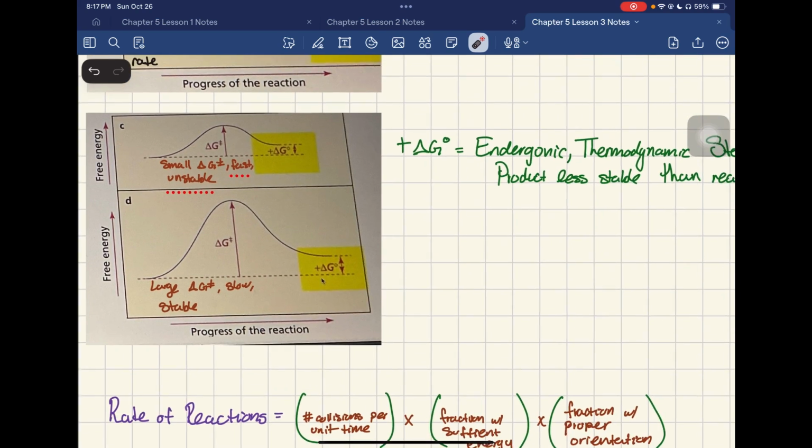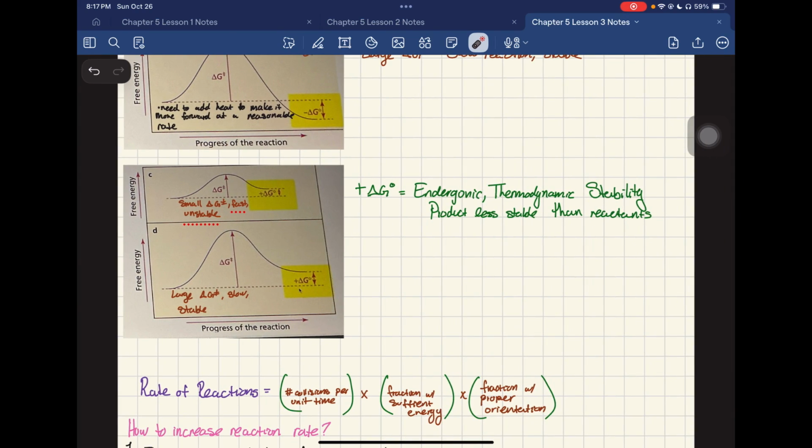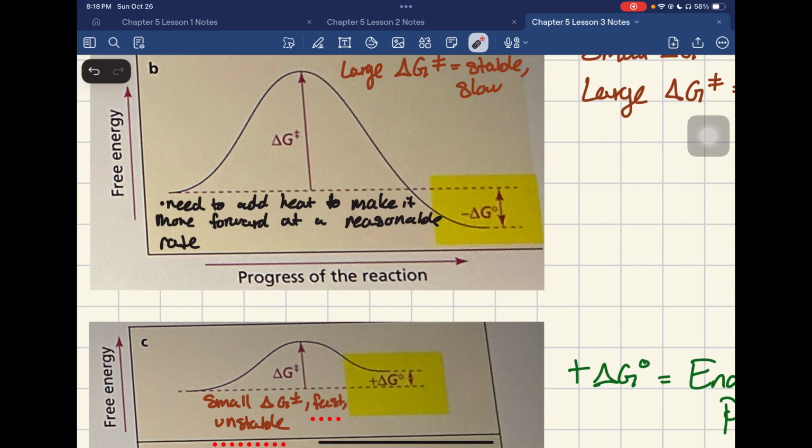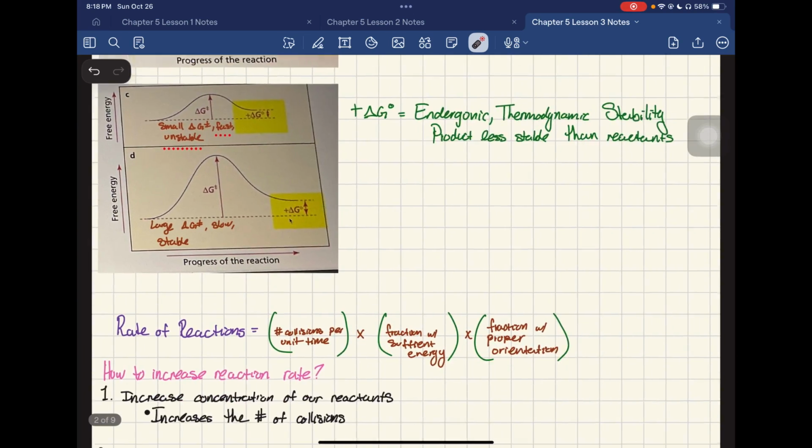And then down here we have a positive delta G, which is endergonic. Products are less stable than the reactants, and again we have both examples. Small delta G plus, fast and unstable. Large delta G plus, slow and stable. And again we have to add heat to make it move forward at a reasonable rate because it is so slow.